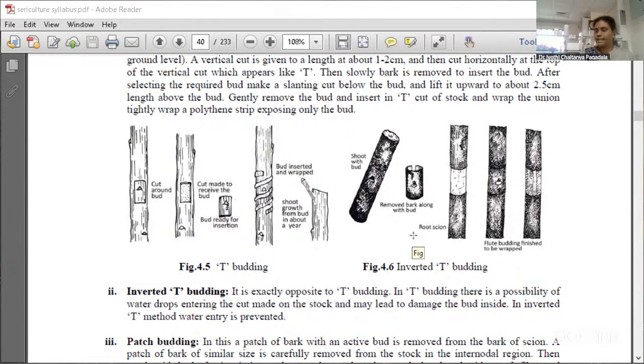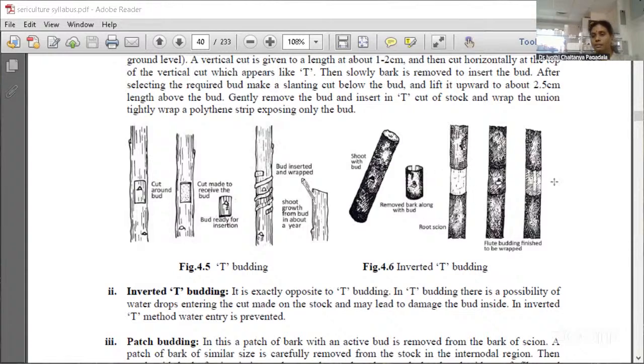It is exactly opposite to the T budding. In T budding, there is a possibility of water drops entering the cut made on the stalk and may damage the bud inside. In inverted T method, water entry is prevented because the shoot with the bud, here you can see, and remove the bark with the bud at the place of root scion.